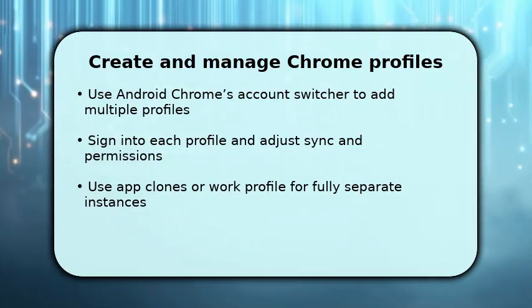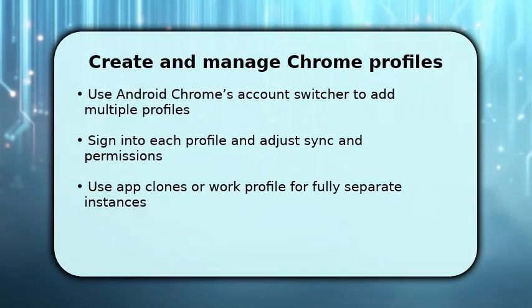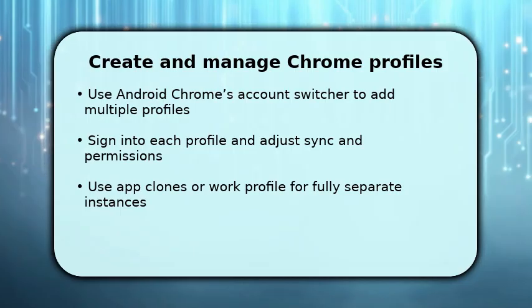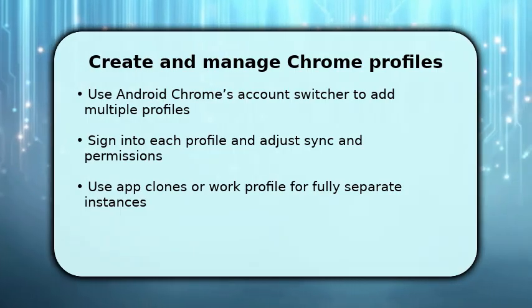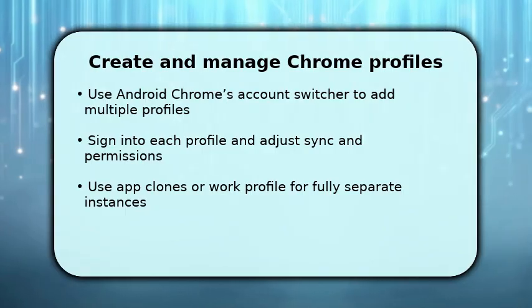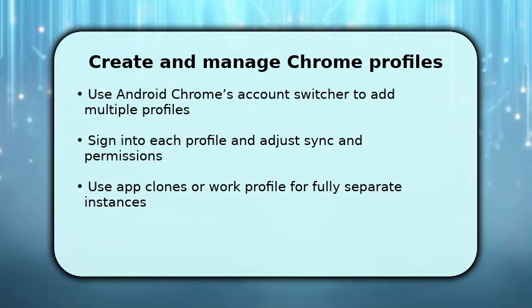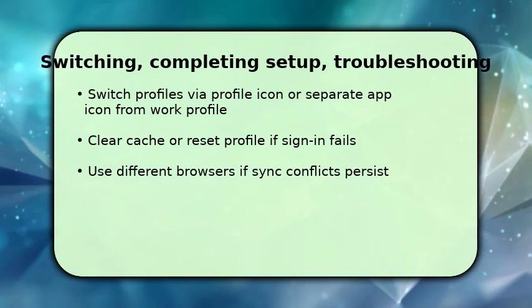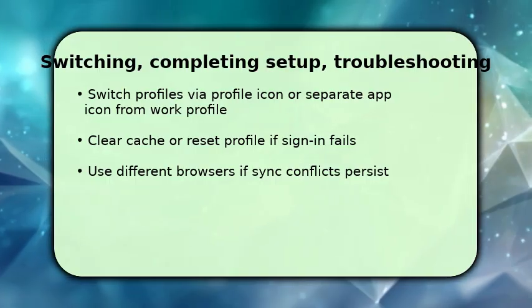If you need isolation, use settings to enable app cloning or use the Android work profile so each Chrome runs independently. Once profiles exist, customize sync, site permissions, and autofill per profile, so each instance behaves how you want across tabs and extensions. Finally, you switch and finalize settings to work across browsers seamlessly.